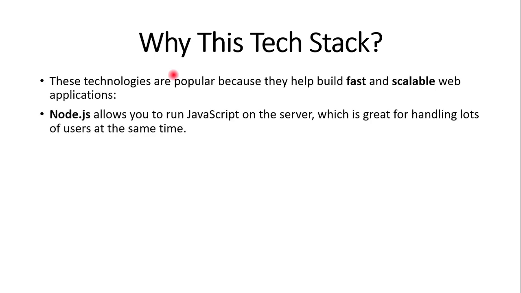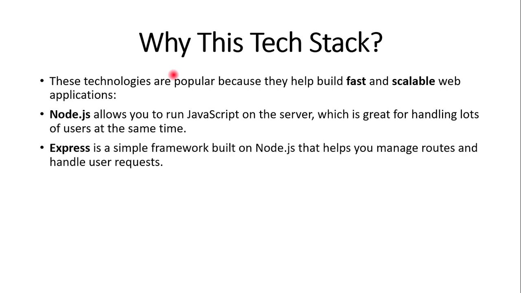Node.js allows you to run JavaScript on the server, which is great for handling a lot of users at the same time. Additionally, we can use the same language for both frontend and backend. Then Express. Express is a simple framework built on Node.js that helps you manage routes and handle user requests. It makes things more organized and simple. We'll see how Express works in later video sessions.